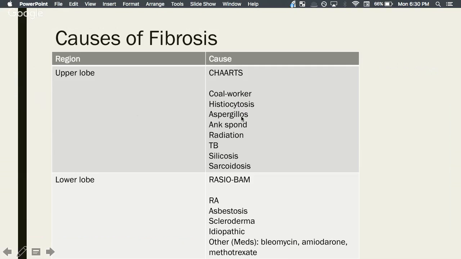But in terms of the actual upper lobe fibrosis, you have coal worker's pneumoconiosis, histiocytosis, aspergillus, ankylosing spondylitis, radiation, TB, silicosis, sarcoidosis. And in terms of your lower lobe, you have your RA, asbestos, scleroderma, and other idiopathic, so idiopathic interstitial lung disease, and meds. Those three medications in particular do cause fibrosis.